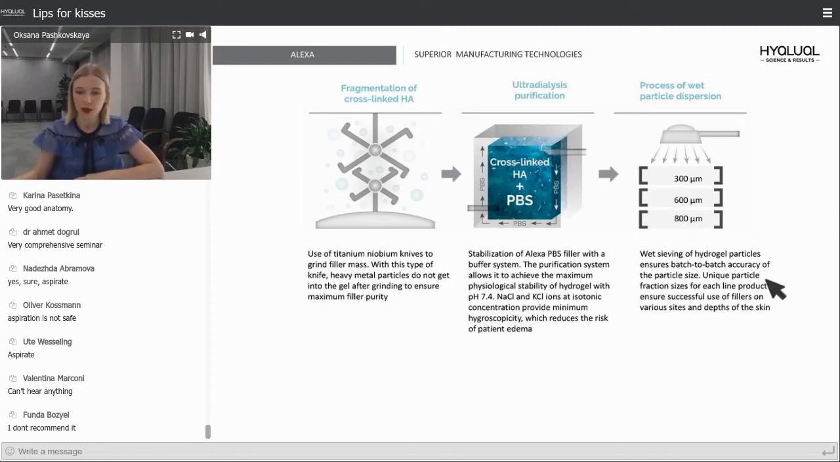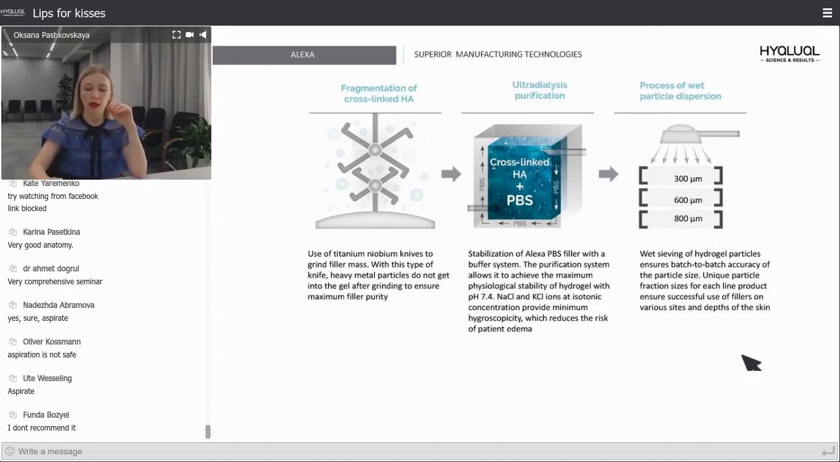And you see the wet setting of hydrogel particles. It's about the protrusion of the drug, protrusion of the filler. It's very comfortable and really easy in working.